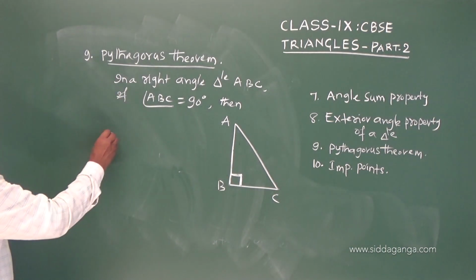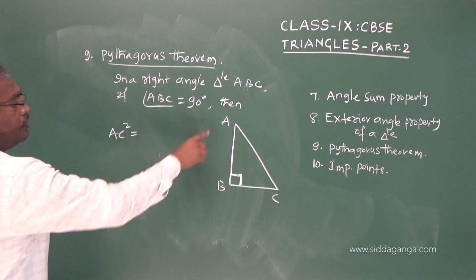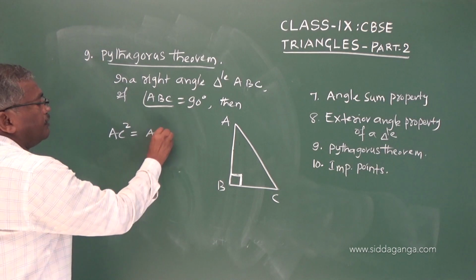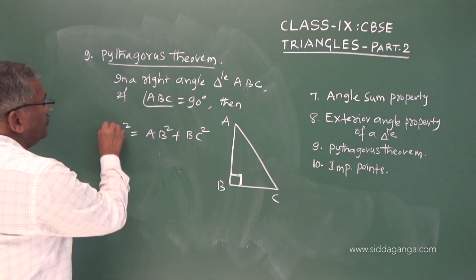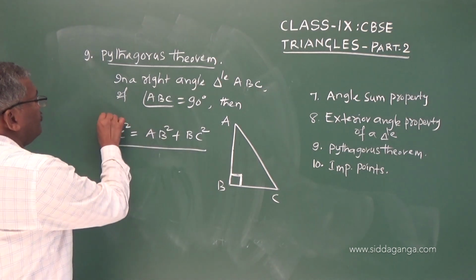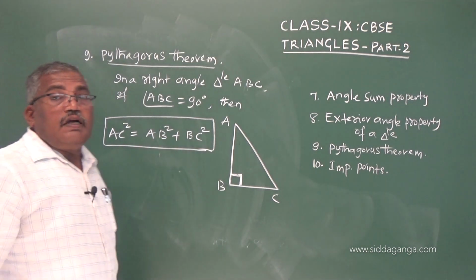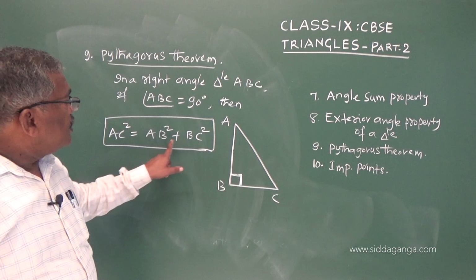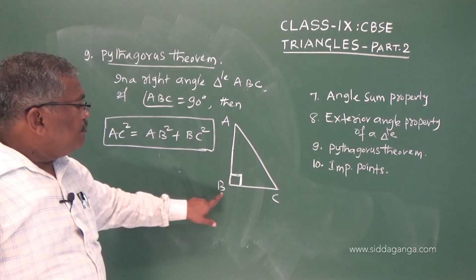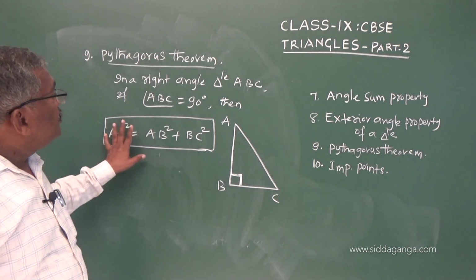So then AC square will be equal to AB square plus BC square. So the square of the hypotenuse will be equal to the sum of the squares of the other two sides. AB is one side, BC is another side, AC is the hypotenuse. So this relation.